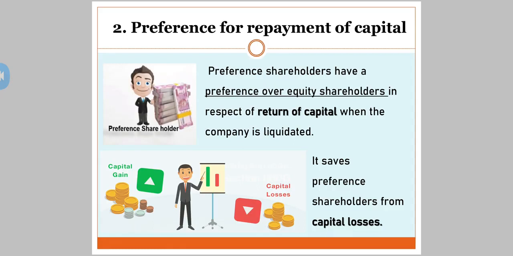What is capital loss? See, we have seen in the previous lecture, capital loss is something when your purchase price is higher than your selling price. But here, in which context we are going to say is at the time of liquidation, they would be getting their capital prior before equity share capital. So can I say that there is less chance of capital loss? It saved the preference shareholders from capital losses.